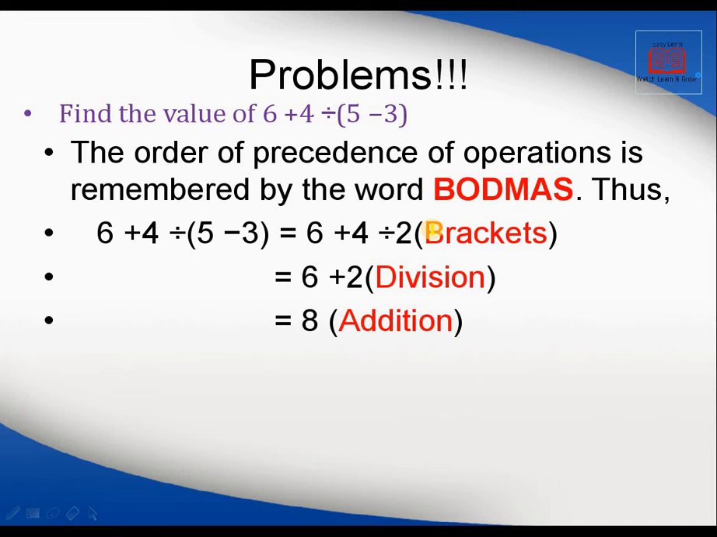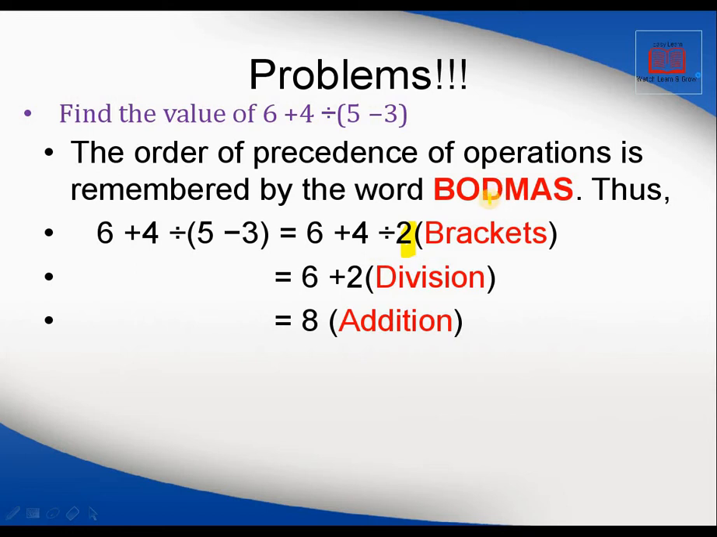Now we are going to discuss an example. For example, this is a question: 6 plus 4 divided by the bracket 5 minus 3. First of all, let's talk about the brackets. If we solve the bracket 5 minus 3, then it is 2, replaced with B. Then O, order: there is no order in the form of power, there is not any digit that contains powers, so we skip this.